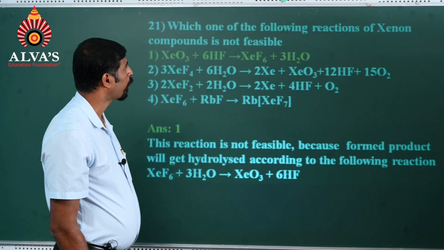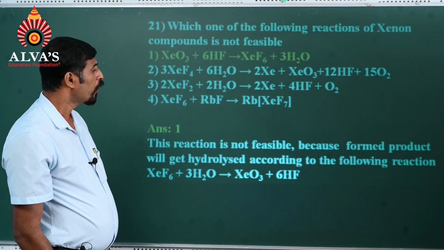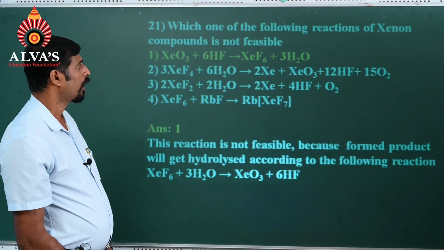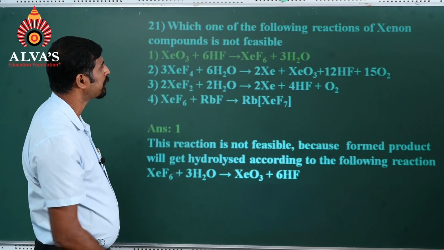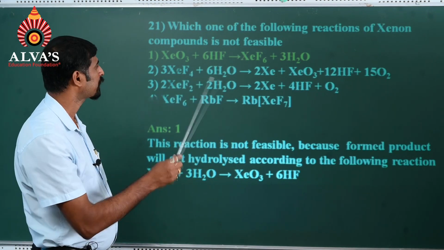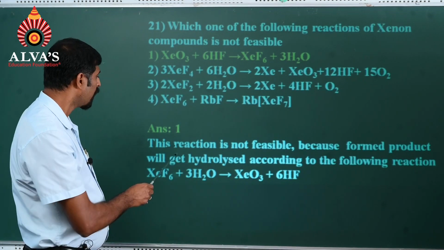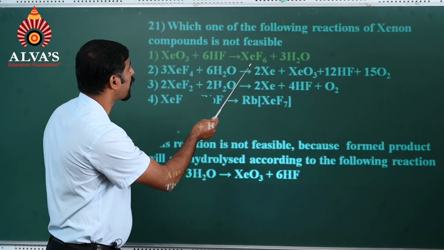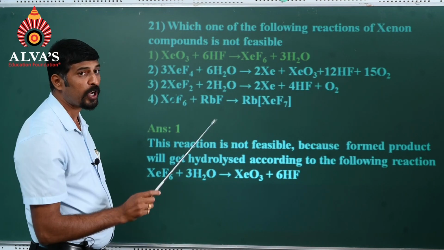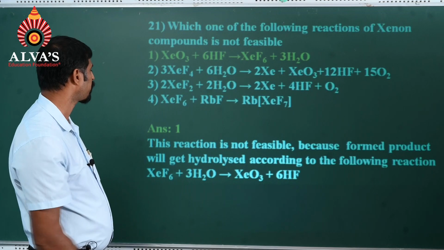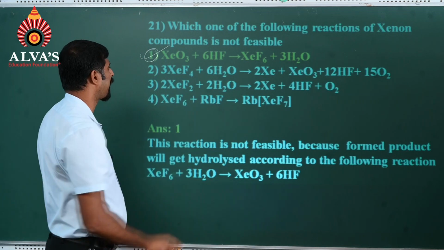Which one of the following reactions of xenon compound is not feasible? Now, if you observe all these reactions, the first reaction XeO3 + 6HF gives XeF6 and 3H2O. But please remember, this reaction is not feasible. Why is this reaction not feasible? Because of the reverse reaction, it undergoes hydrolysis immediately and gives XeO3 and HF. And because of this reverse reaction, this reaction is not feasible. Therefore, option first is the right answer.